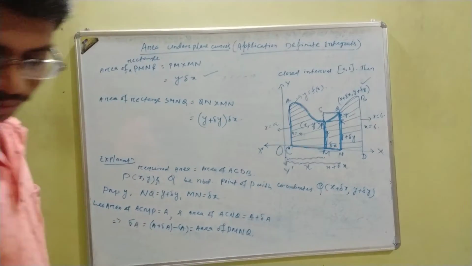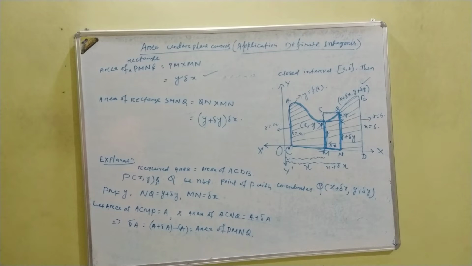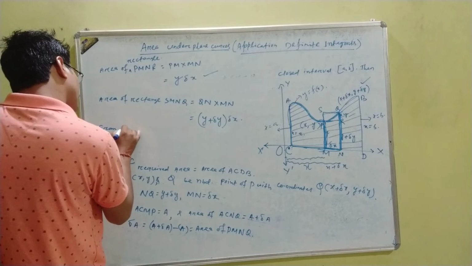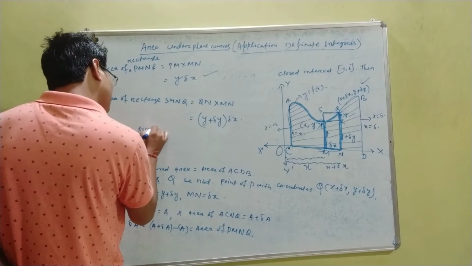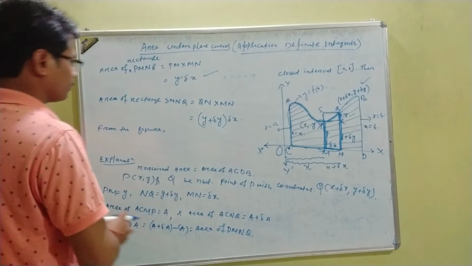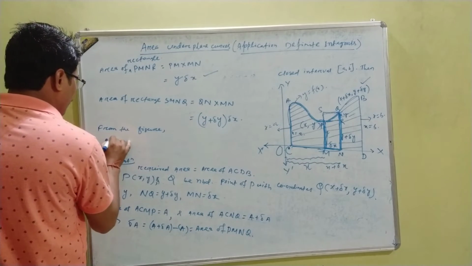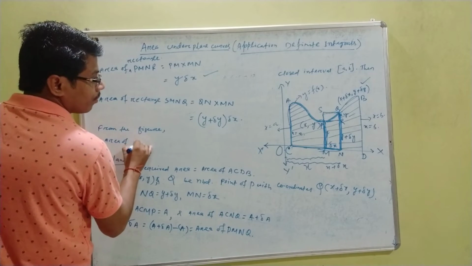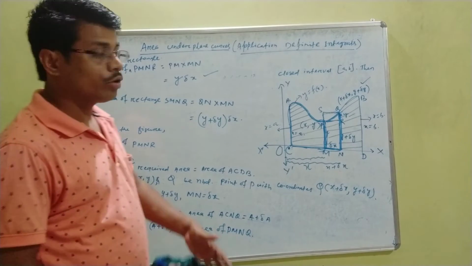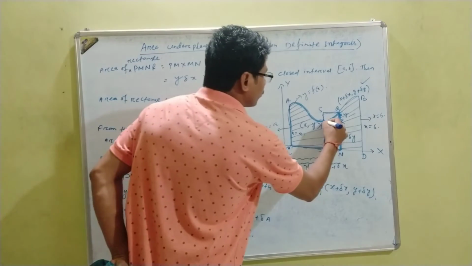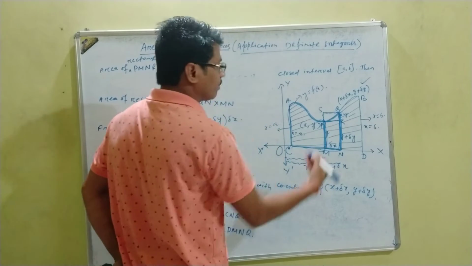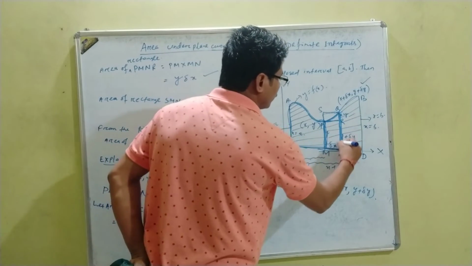Then from the figure we observe that the area of PMNR, this region, is lesser than the area of this region.